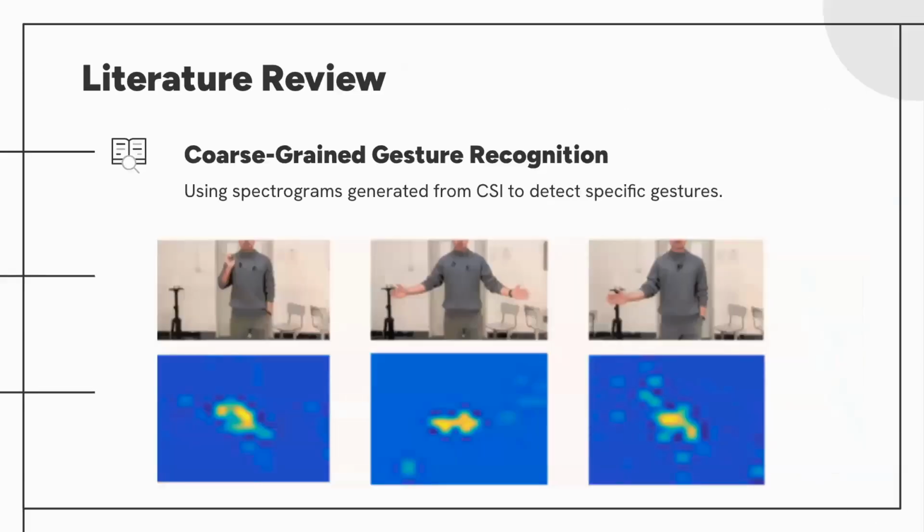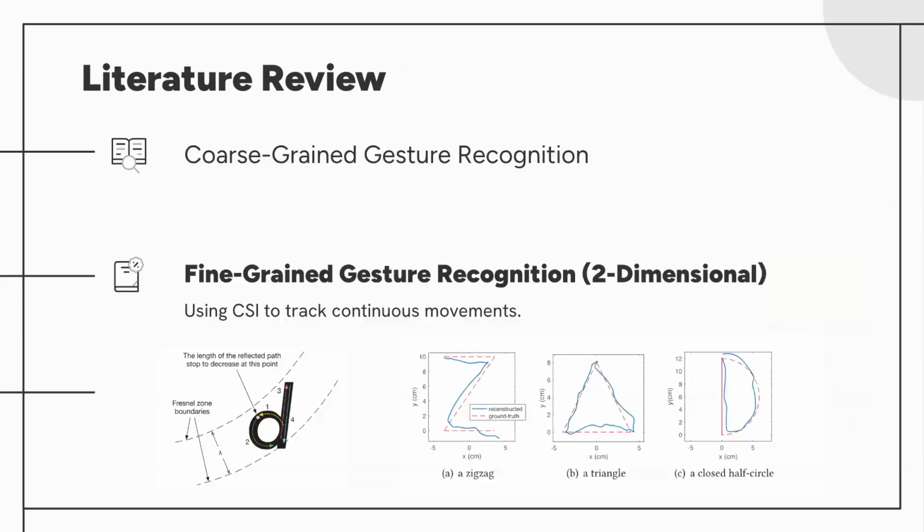First off, we were able to do some literature review and see that coarse-grained gesture and pose recognition has been done. So, differentiating between different gestures and poses, like something like this, and that's coarse-grained, so that's not really very detailed. There's been work done in fine-grained as well. So even tracing numbers in the air has been picked up by CSI data.